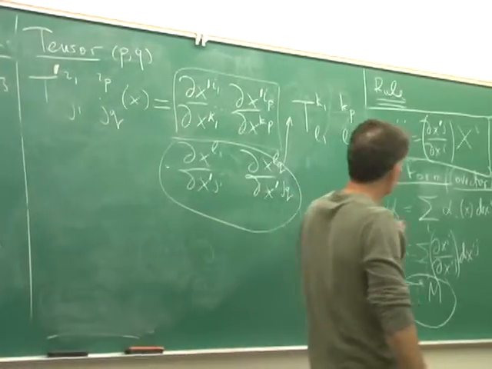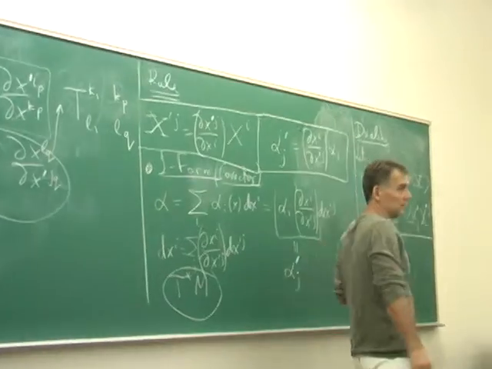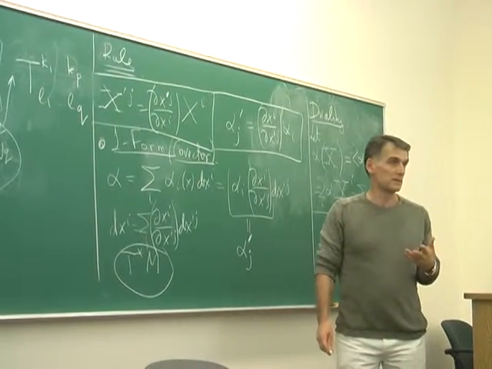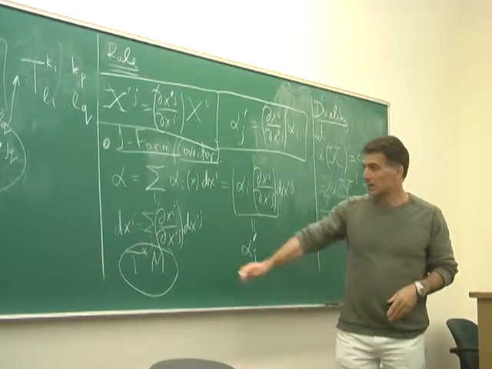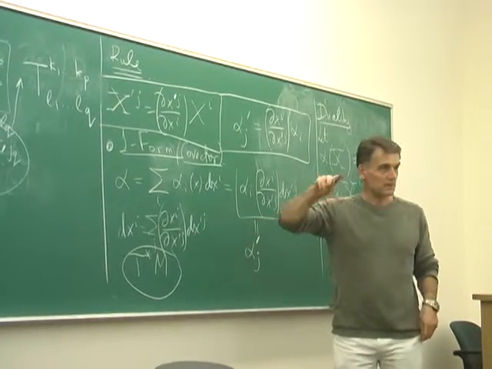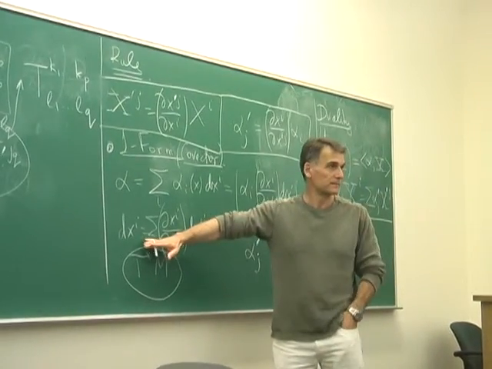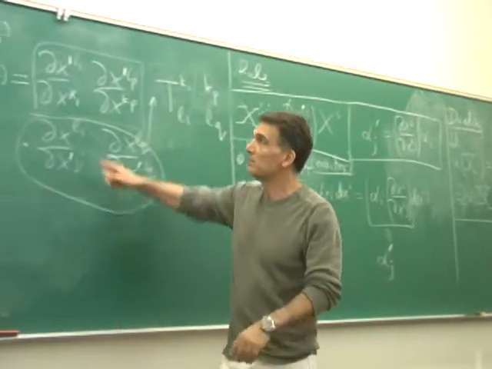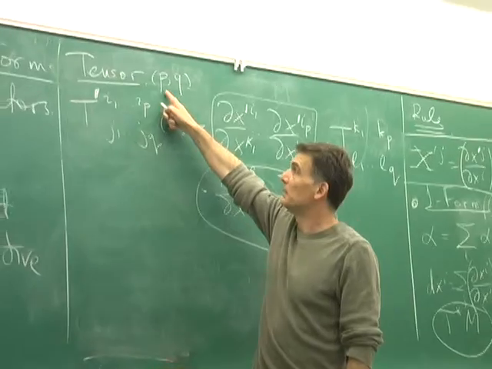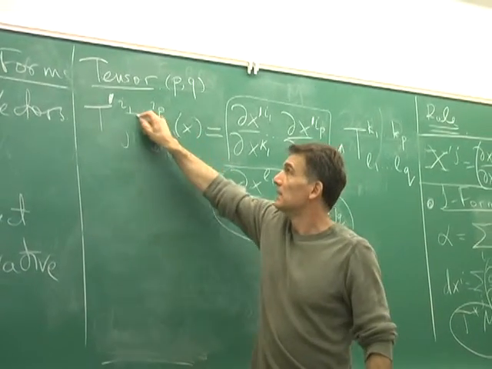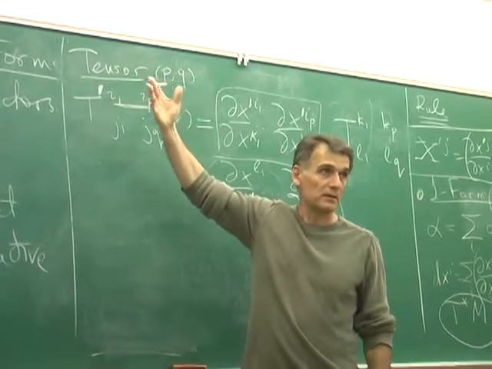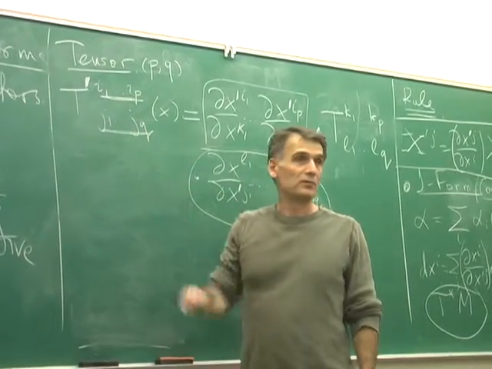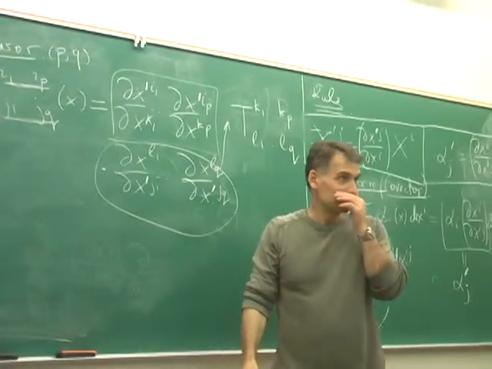It's a direct generalization of vectors and one forms. Remember that this was motivated by the chain rule from the partial derivatives and differentials. Okay? So that's a tensor of type (P, Q). What is P? P is the number of, if you want, vector-like indices, and Q is the number of one form or covariant indices.